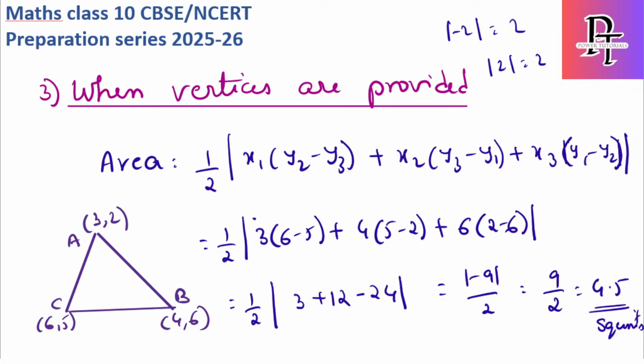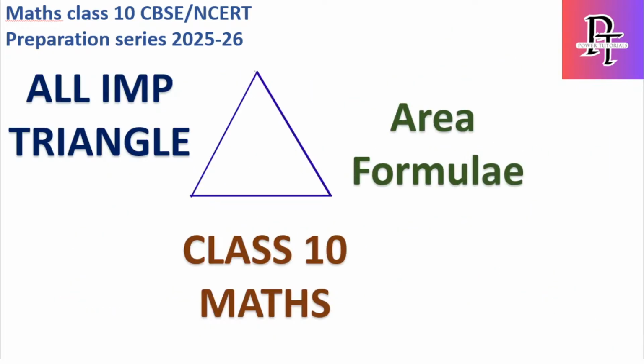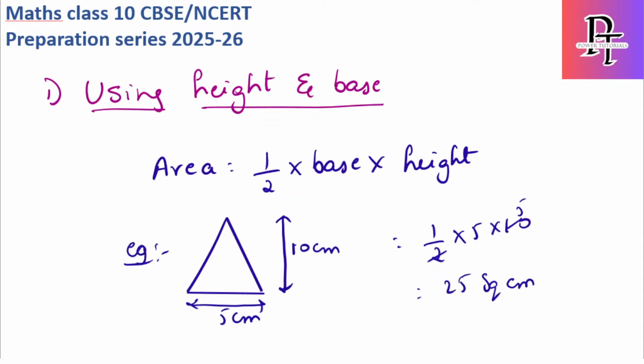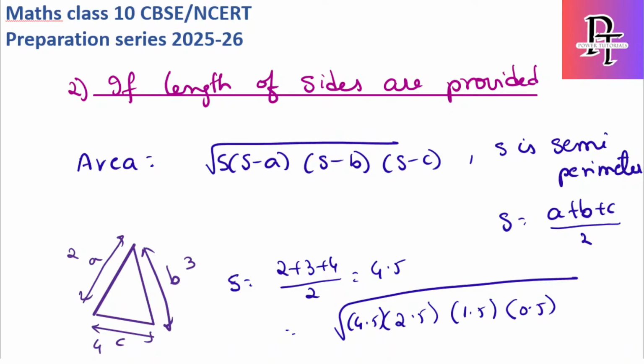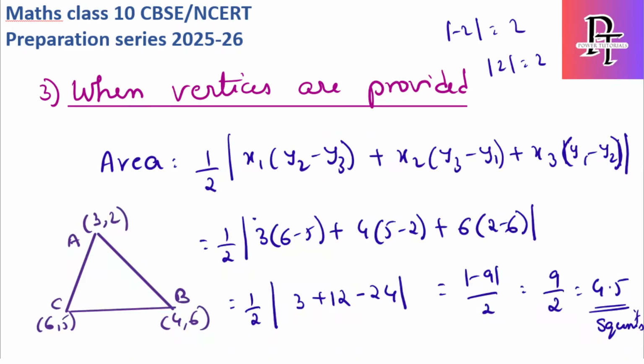Okay, now we are going to use these formulas in our next coming chapters, which are coordinate geometry and circles, and even in surface areas and volumes also. Whenever a triangle is there, we have to use any of these formulas. That's why I made a separate video where all the important triangle area formulas are covered. With respect to rectangle, square and all, we will cover those with surface areas and volumes. For now, triangle formulas are important because we have to use them in the next coming chapters, coordinate geometry and circles. Even in areas related to circles, triangles will come into the picture.